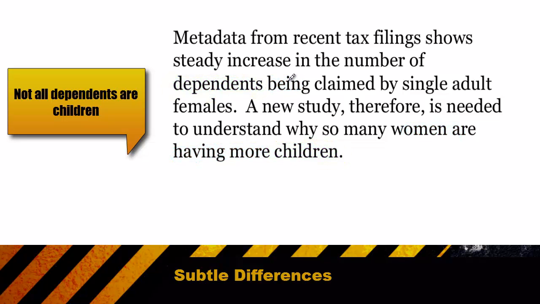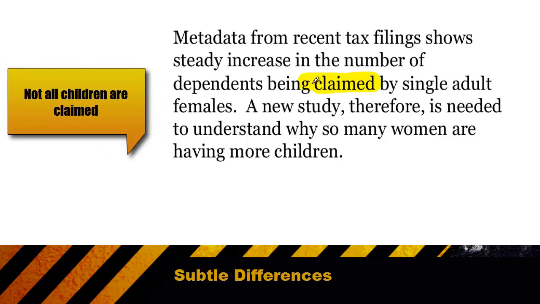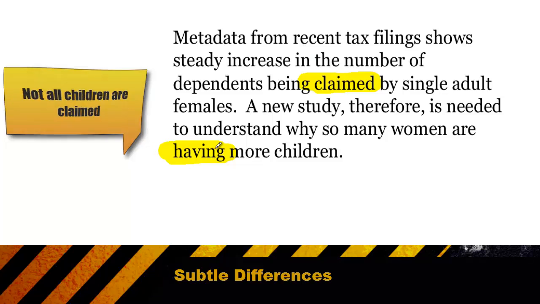The argument also makes a shift between the verbs. We start off with dependents being claimed on your tax returns, and then the conclusion is about having more children. Again, having children and claiming your children on your tax returns, those are two things that are often related, but they're not exactly the same thing. And it's those subtle differences that your exam will utilize to try and trip you up.